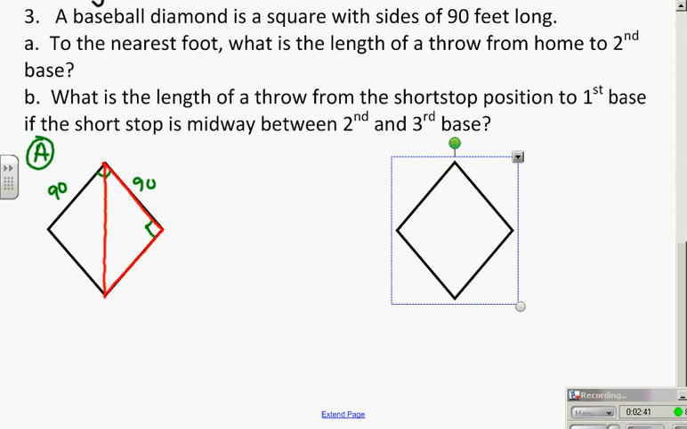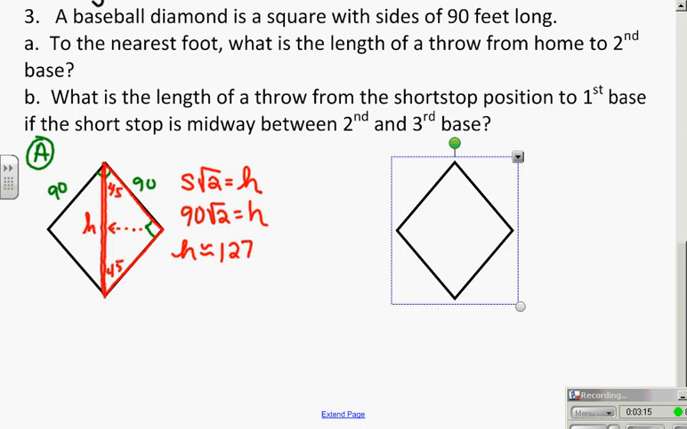Well, if you look at that, that really makes a pretty awesome triangle right here. That is a 45, 45, 90, where I'm missing the hypotenuse and know one of the legs. And if we remember our 45, 45, 90 rules, the short leg times the square root of 2 is equal to the hypotenuse. I know the short leg. 90 square root of 2 is that hypotenuse. Quick little calculator work means that that hypotenuse is approximately 127.3 feet.